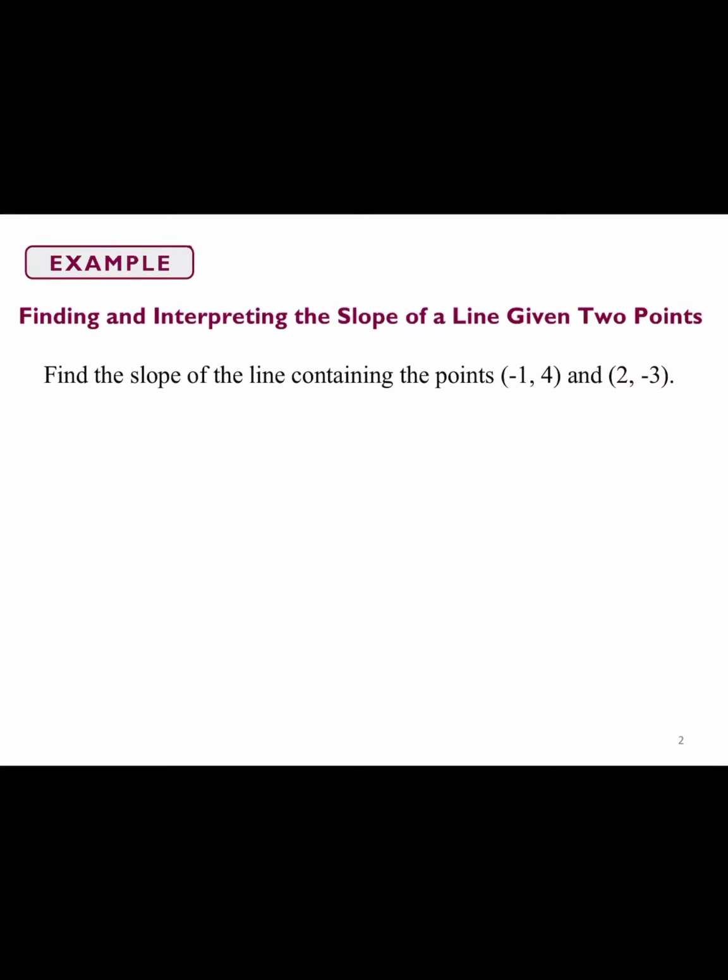I said earlier that it takes 2 points to create a line, and it takes 2 points to calculate the slope. In this example, we'll call the point -1, 4 point 1. Point 2 is the point -2, 3. And it simply asks you to find the slope of the line containing those points.